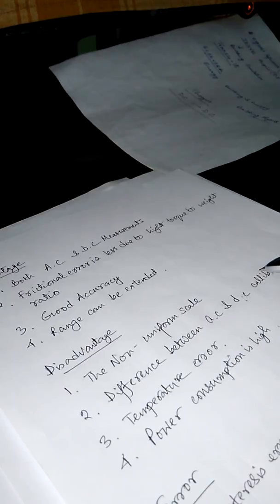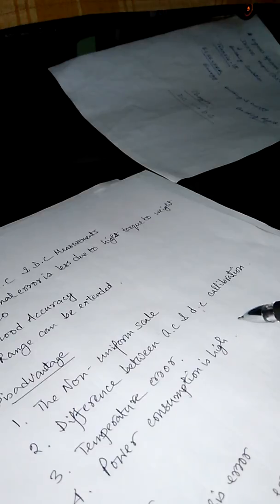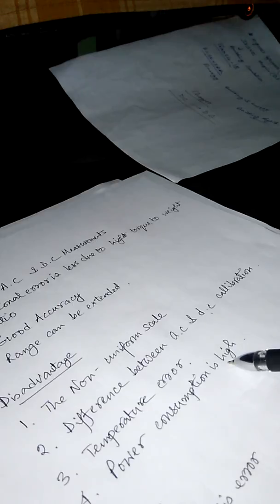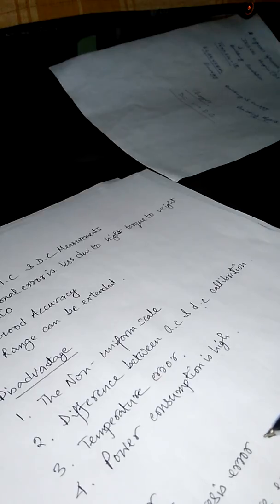There is a temperature error, which is a very basic error because we are considering a conducting material, and the conducting material has the characteristic that its resistance changes with the change in temperature. So we have to add a series resistance of a material with a low or zero temperature coefficient, like manganese, to overcome that temperature error. The power consumption is also high for the moving iron instrument, and the errors that happen in it are hysteresis error, temperature error, frequency error, and eddy current error.